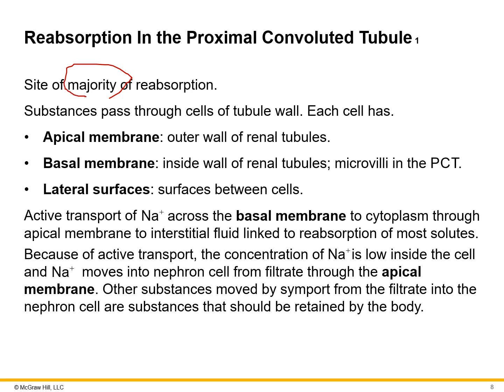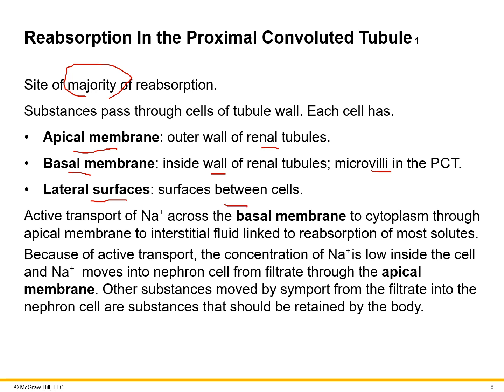All right, now moving into the proximal convoluted tubule, this is where the majority of that reabsorption is going to occur. Remember, the cuboidal cells here in the proximal tubule have more microvilli for increased surface area than those on the distal tubule, because most reabsorption is happening here in the proximal end. Each of those cuboidal cells has an apical membrane that's attached to the renal tubule, the basal membrane, which is on the inside wall of the renal tubule, where the microvilli would be sticking out, and then the lateral surfaces that are between the cells.